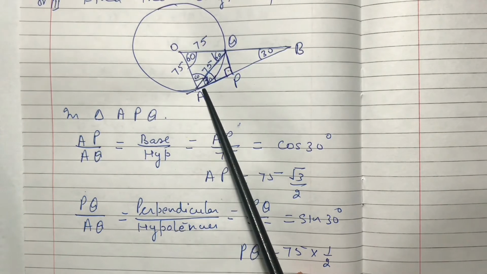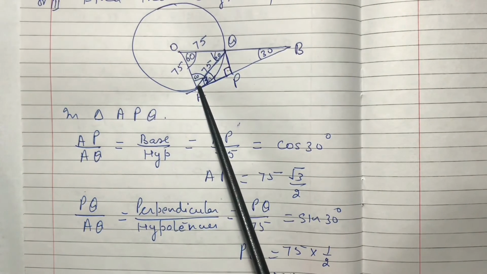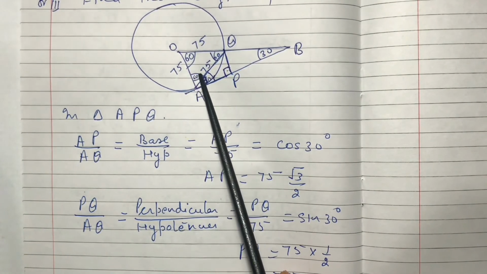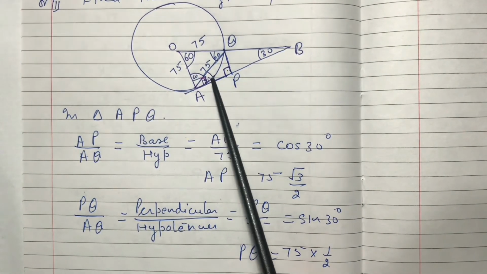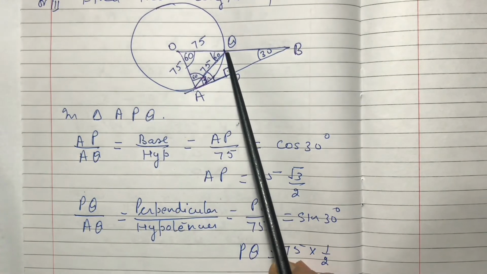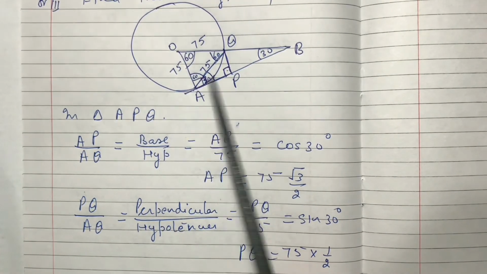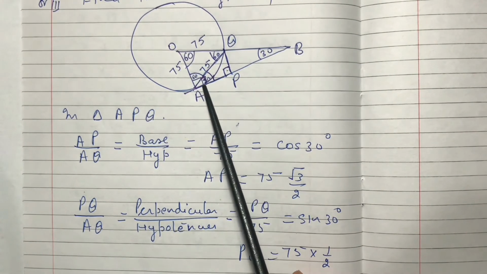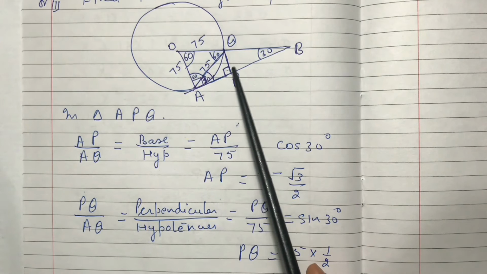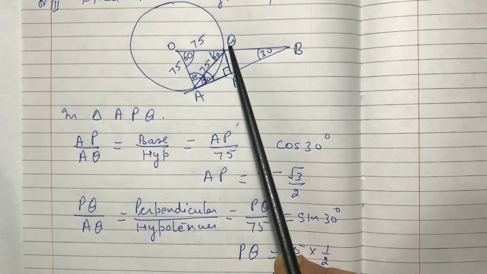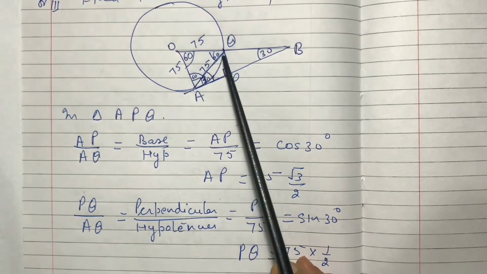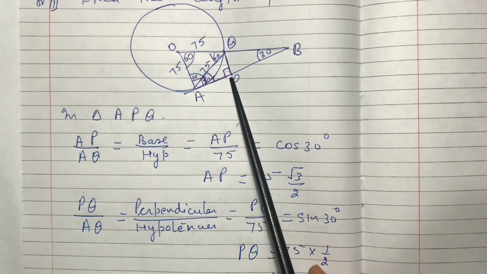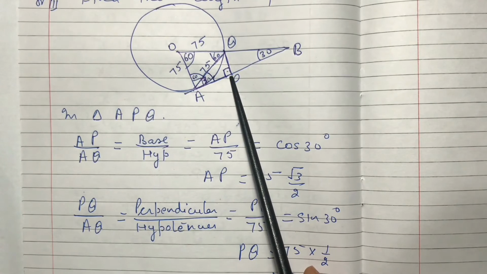Now this whole angle OAP is 90 degree, because radius is perpendicular to tangent at the point of contact. This angle is 60 degree. So this angle is 30 degree. Now this line is parallel to OA. It means this angle is 90 degree. This angle is 90 degree. This angle is 30 degree. Now this is a right angle triangle in which I have this one side. So if I have this side, I have one angle, I can find this line as well as this line.